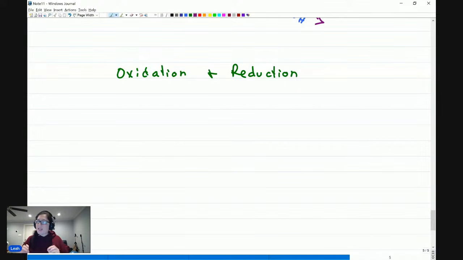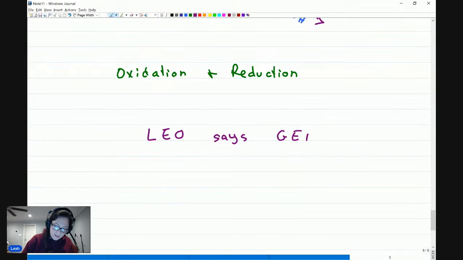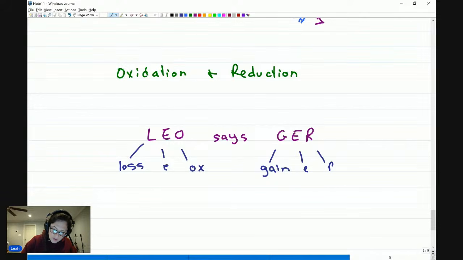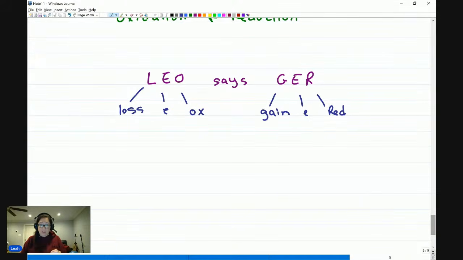The mnemonic that I like best, especially in organic chemistry, is Leo the lion says, grrr. That was my scary lion roar. And what Leo the lion says grrr stands for is loss of electrons, oxidation, and gain of electrons, reduction. But in organic chemistry, you constantly see the movement of electrons. What does this actually tell us? How does this help us?